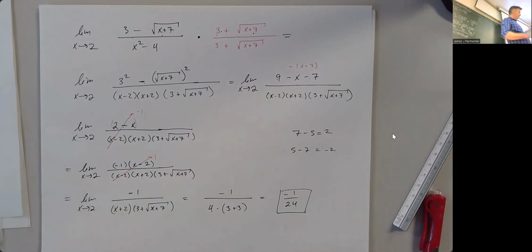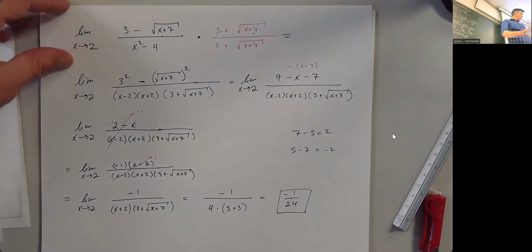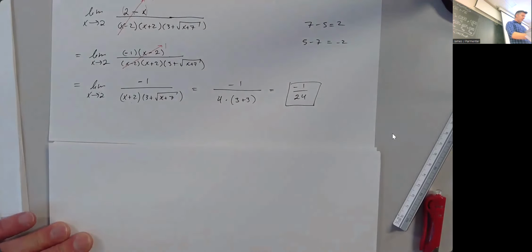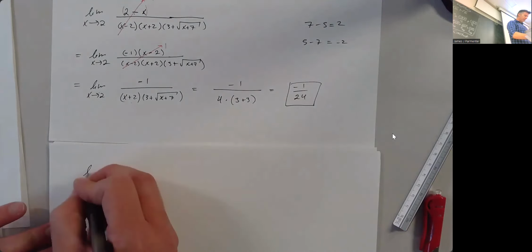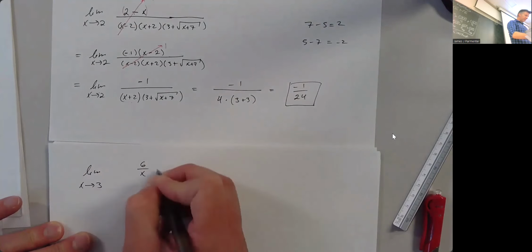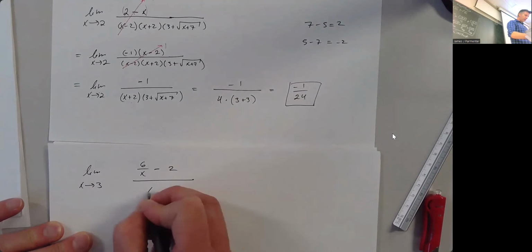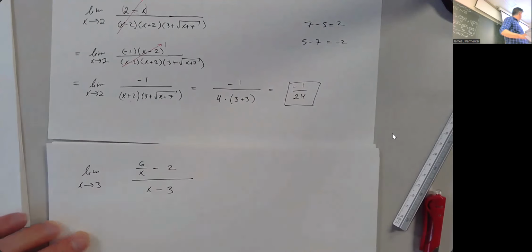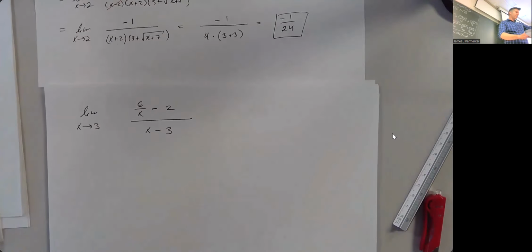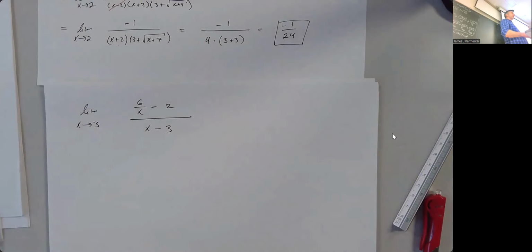Okay. Let's look at another example. I'm tired of the x approaching 2 examples, but let's do something slightly different here. Let's say we have the limit as x approaches 3 of 6 over x minus 2 over x minus 3. Which, not surprisingly, again, is a 0 over 0 type of limit. 6 divided by 3 is 2, 2 minus 3 is 0, 3 minus 3 is 0.